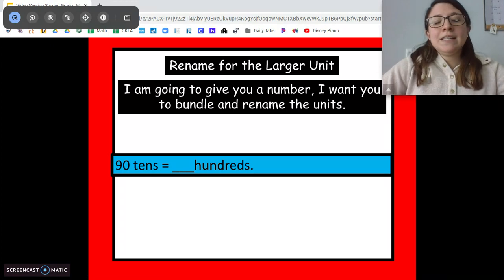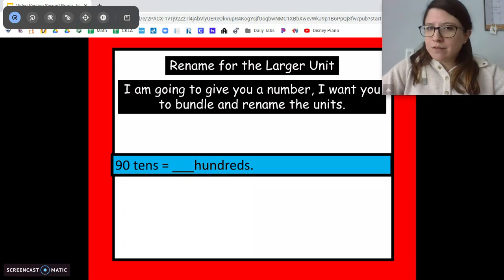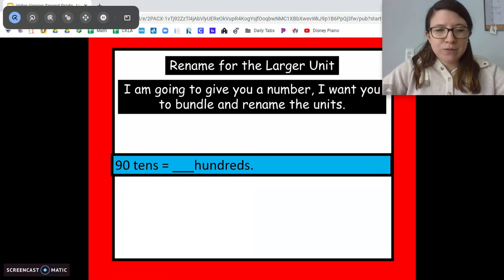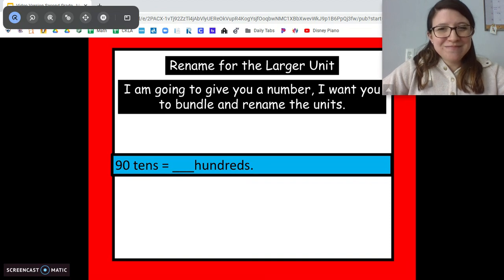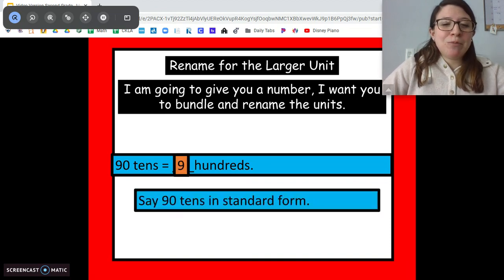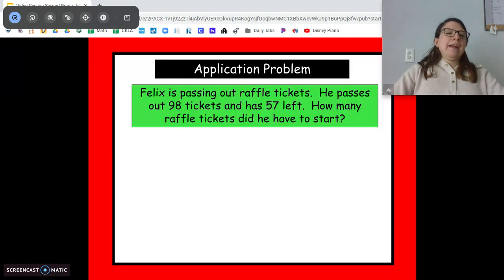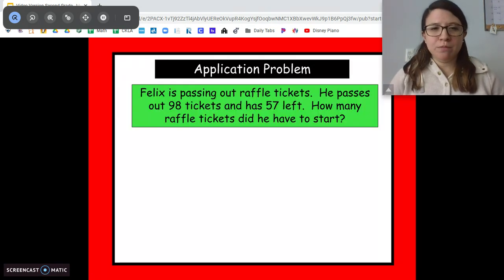All right, I'm going to skip this one for now, and I want us to try this one. 90 tens equals how many hundreds? I like this one. Good, 900s. And what would that number be? 900, you're awesome.